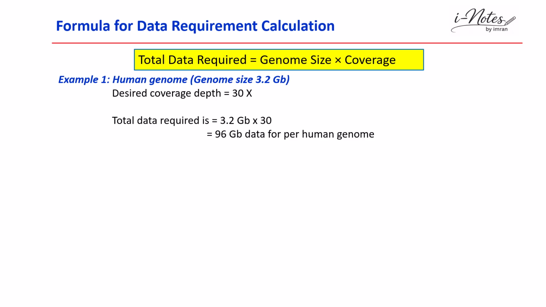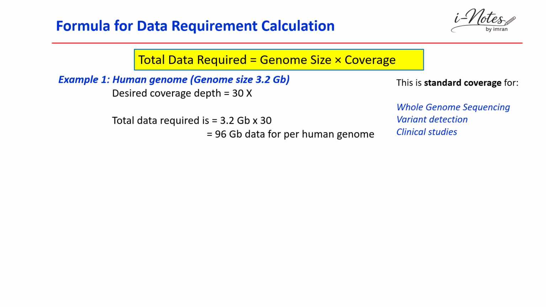And now I would like to also mention the importance of 30x coverage. This is a very standard coverage for human whole genome sequencing. It is considered the gold standard for human whole genome sequencing. If you want to study variant detection, or do clinical studies, or find rare mutations associated with clinical phenotypes, then this coverage is considered very standard.